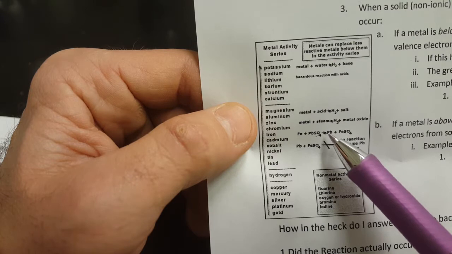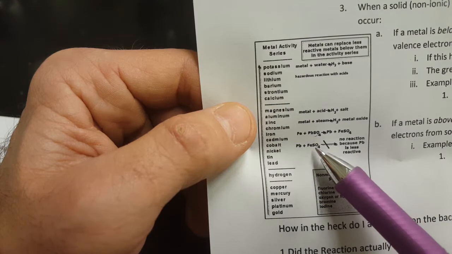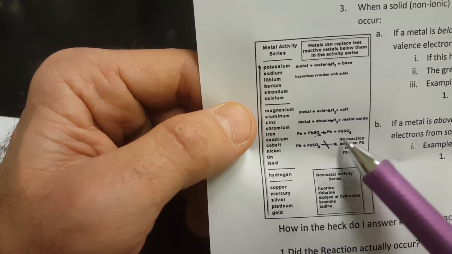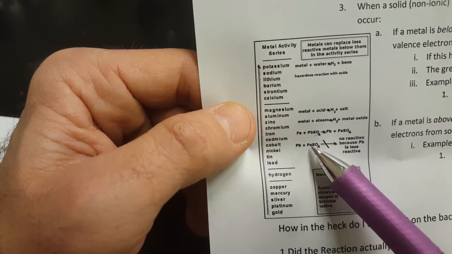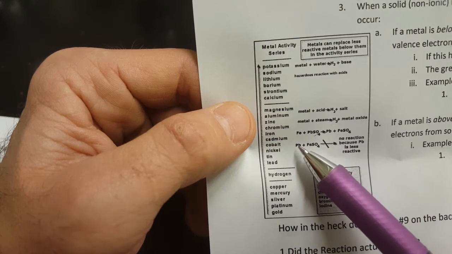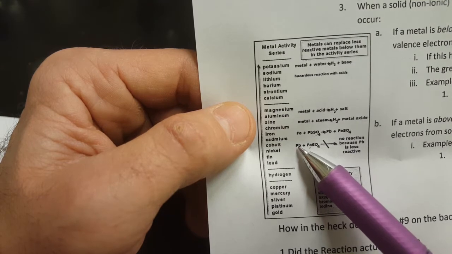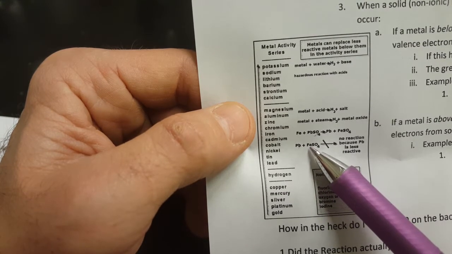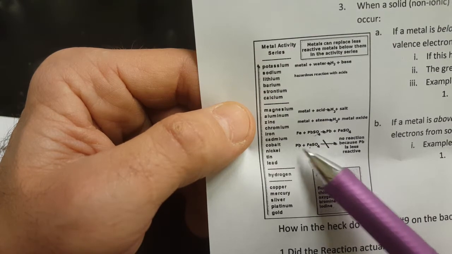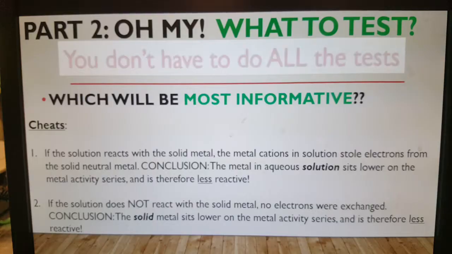All right, now if we reverse this reaction and now we have iron ions in solution in the bottle and we have solid lead, we'll see nothing happens because the iron ions cannot steal electrons from neutral lead because the iron is more reactive. The lead is less reactive, so that means it's holding on to its electrons with greater force than the iron is able to pull. So there will be no reaction in this case. That's how you can make predictions about reactions with the Metal Activity Series.